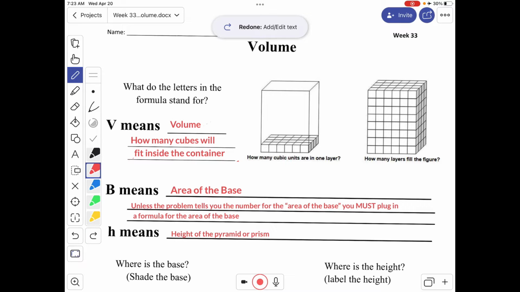H means height, height of the pyramid or prism. So the height goes from one base to the other, or it goes from the base to the point of the pyramid.